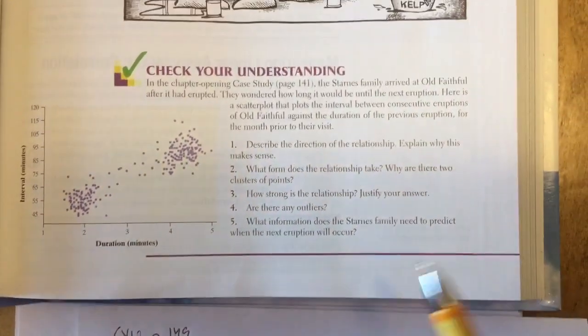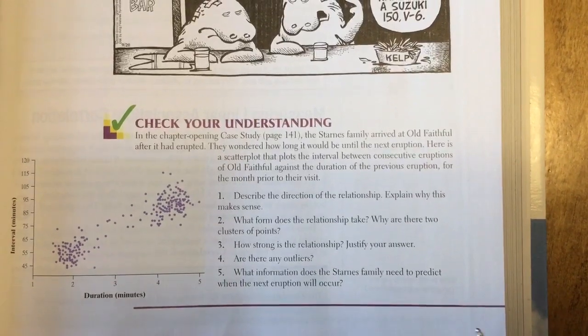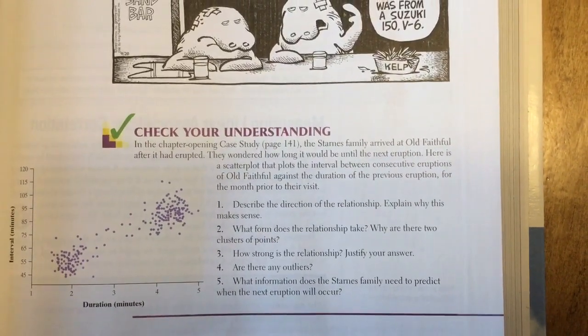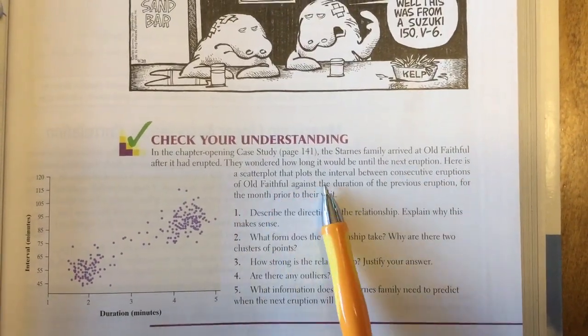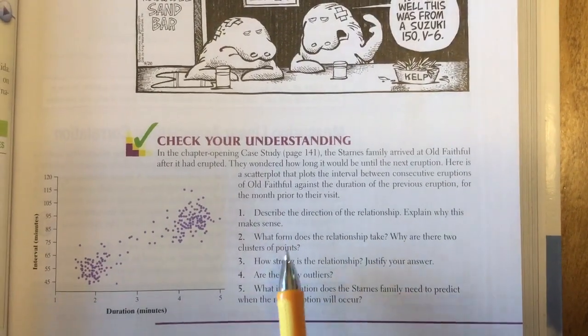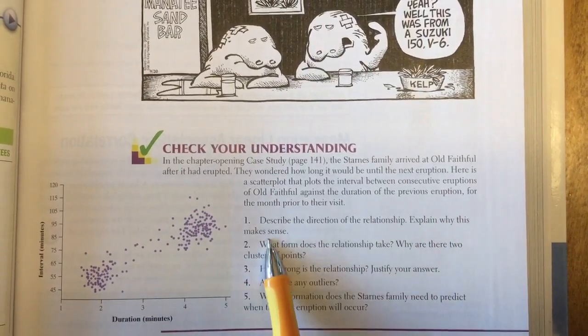In the chapter opening case study, the Starnes family arrived at Old Faithful after it had erupted. They wondered how long it would be until the next eruption. So here's a scatter plot that plots the interval between consecutive eruptions of Old Faithful against the duration of the previous eruption, for about a month prior to their visit. Describe the direction of the relationship and explain why this makes sense.